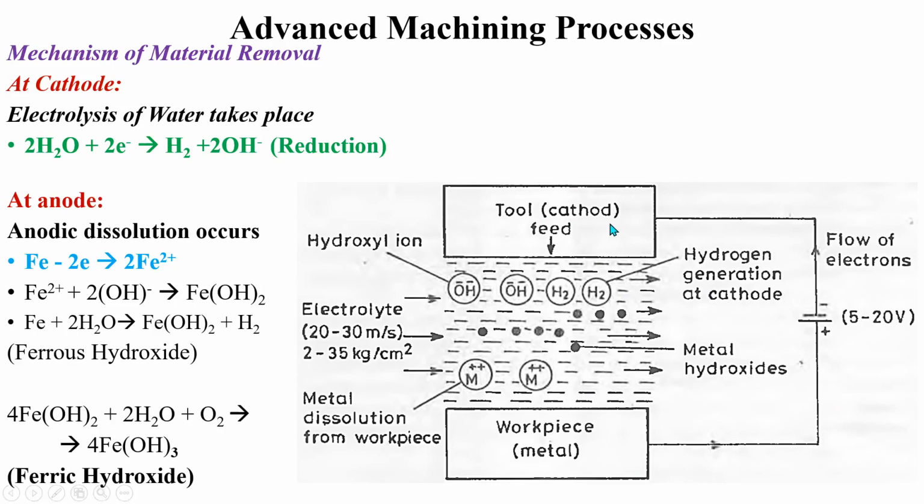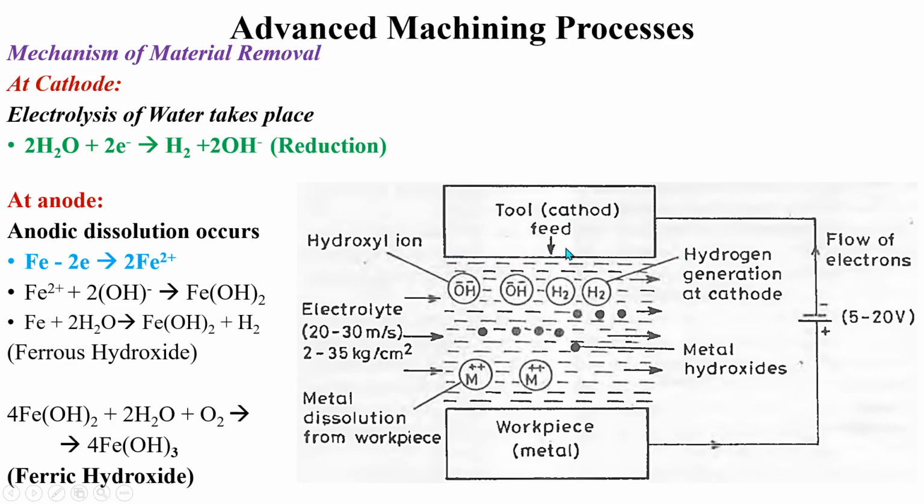The cathode, the tool, is connected to the negative terminal of the battery, and the workpiece material is connected to the positive terminal of the battery. And the electrolyte we are using is water, that is H2O. From the battery, electrons will be flowing from the negative to the positive terminal, and somehow in the electrolyte there should be a flow of current. As already explained, these electrons get accumulated at the cathode surface, that is, at the surface of the tool.